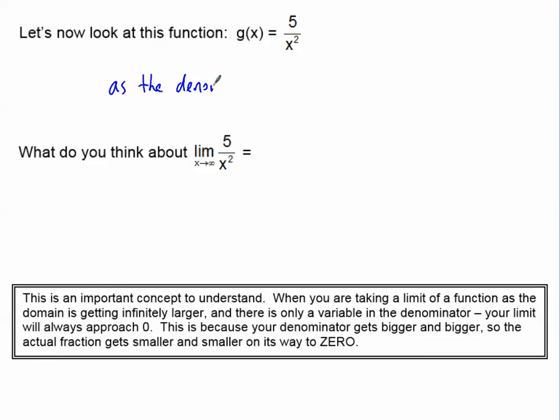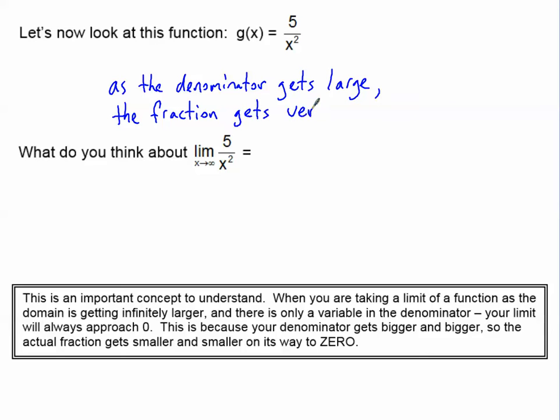As the denominator gets large, the whole fraction, if you divide by a very large number, your fraction is going to get very small. As we divide by larger and larger and larger numbers, our fraction is going to be getting smaller and smaller and smaller, and we will say that the limit as x approaches infinity of this function, because the variable is only in the denominator, is going to be 0.